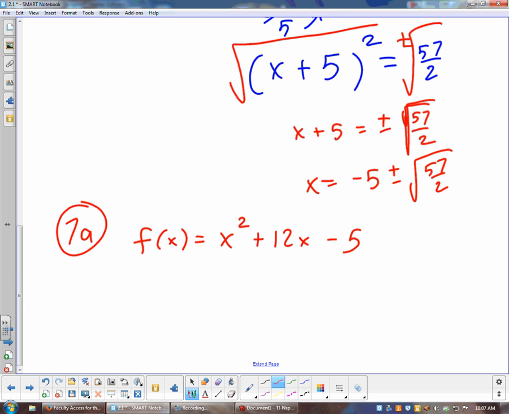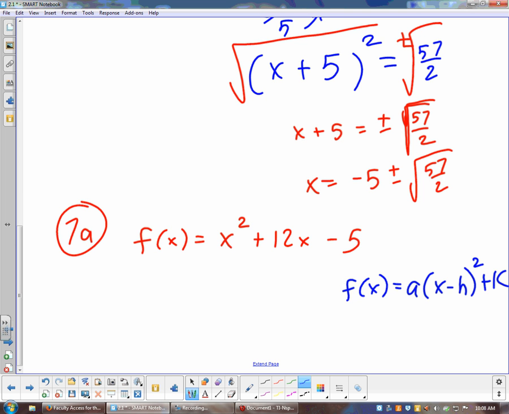It's just the standard form, right? That's just the standard form. All right, we're on to 7a. So if I want to write this in standard form, which you know is a times x minus h quantity squared plus k, that means I'm trying to get a binomial squared. How do we get a binomial squared? It's called completing the square.